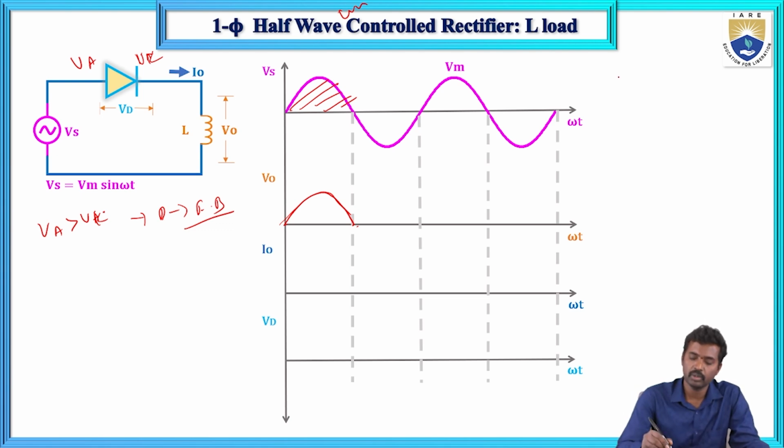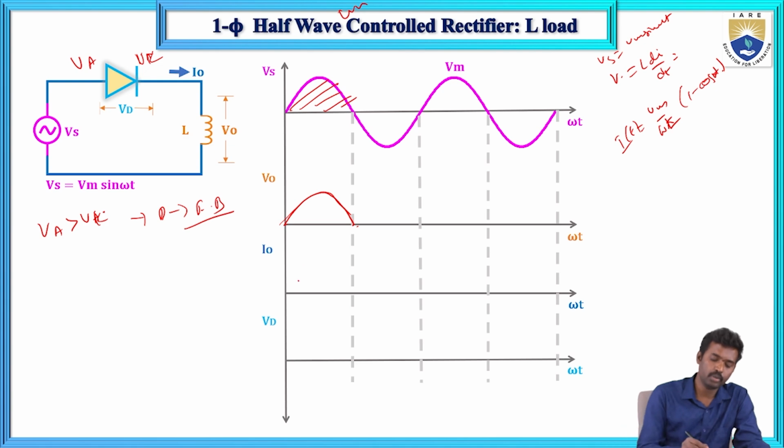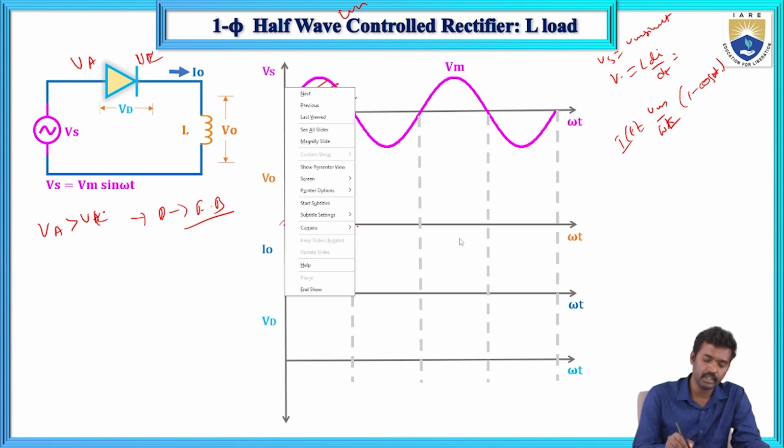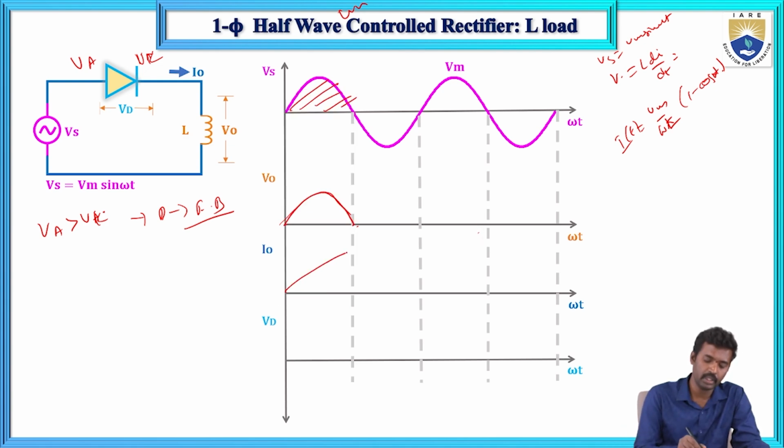Now what about the current? The voltage V equals L di by dt, so that equals Vs equals Vm sin omega t. And now L di by dt gives Vm by omega L, so I of t equals Vm by omega L times (1 minus cos omega t).